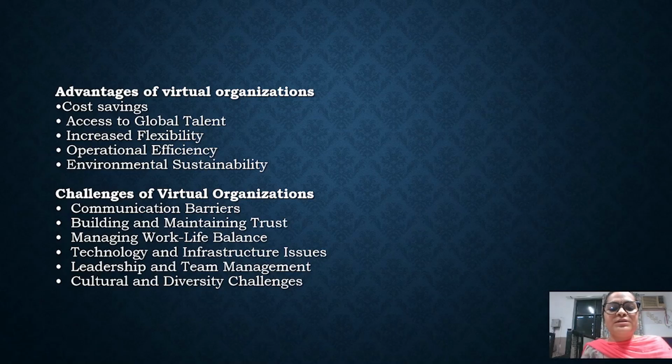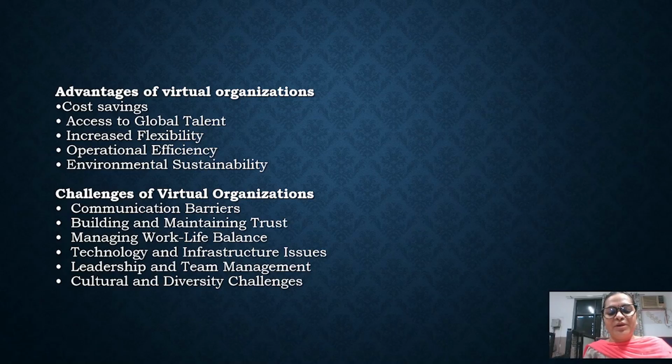This virtual organization will demonstrate its commitment by adopting environmentally friendly practices, right? By minimizing physical office space and by promoting remote work, they always align with global sustainability standards, which means it will enhance the brand reputation. It will attract more socially responsible talent and even business partners.